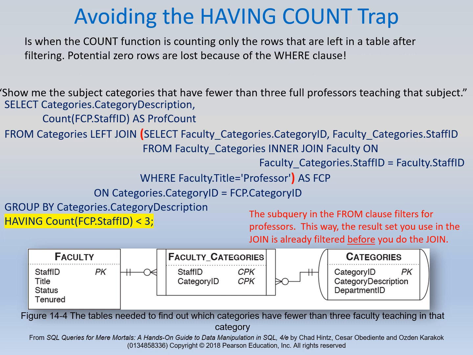The subquery in the from clause filters for the professors. This way, the result set you use in the join is already filtered before you do the join, and that way we do not have a potential loss, which would happen or could happen if we had used a where clause instead of a subquery in the from clause.